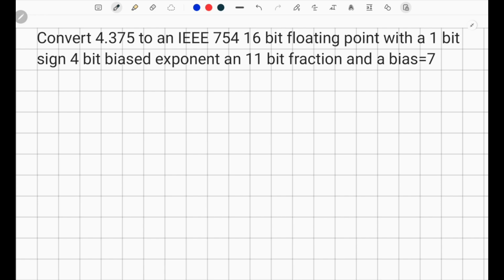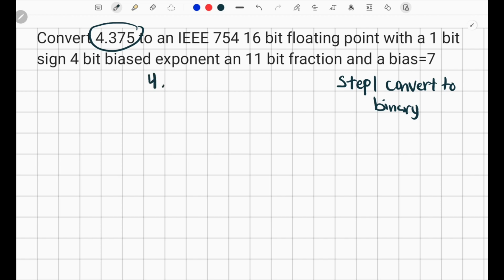That's a whole lot of information, but we can break this down into 4 easy steps to get the IEEE 754 16-bit floating point. Step number 1 is convert to binary. When we say convert to binary, we want to convert this number to binary.